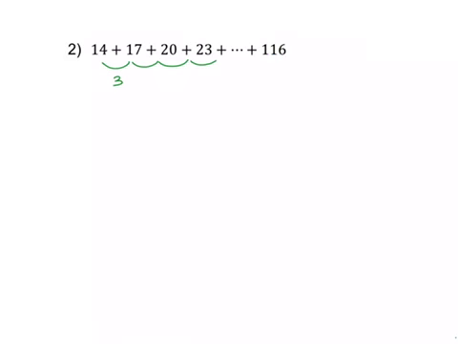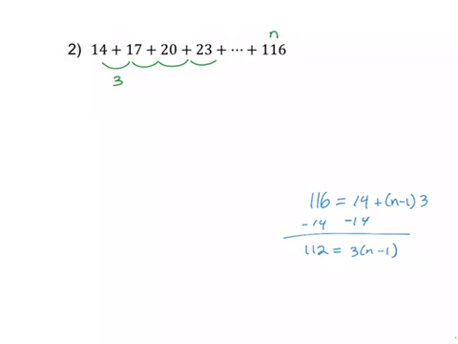So now I need to find that n value up here so I know what term is that one. So I have a sub n, again, is 116 equals the first one, 14, plus n minus 1 times 3. So I'm going to subtract 14 on both sides. So 102, sorry. Now I'm going to divide by 3.